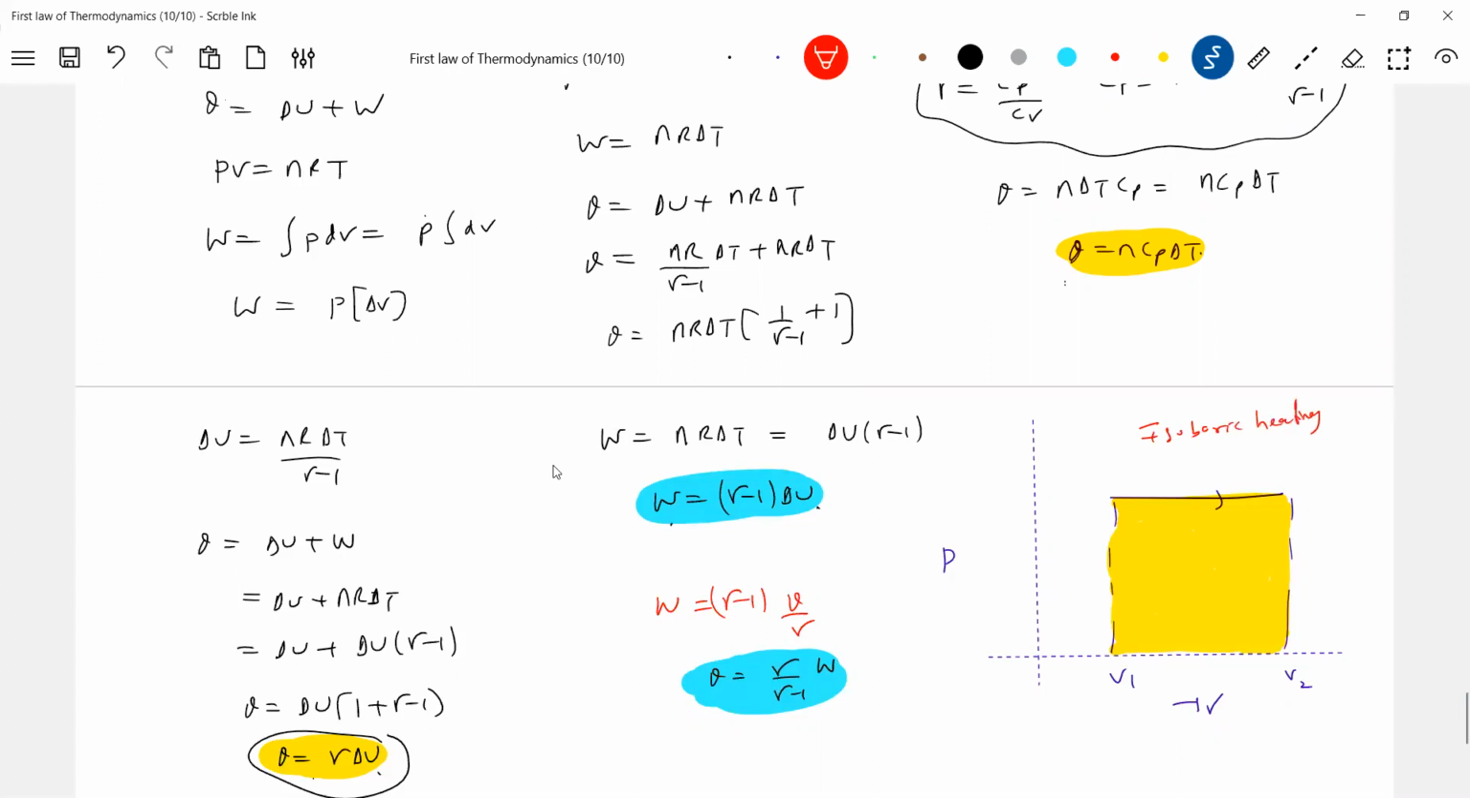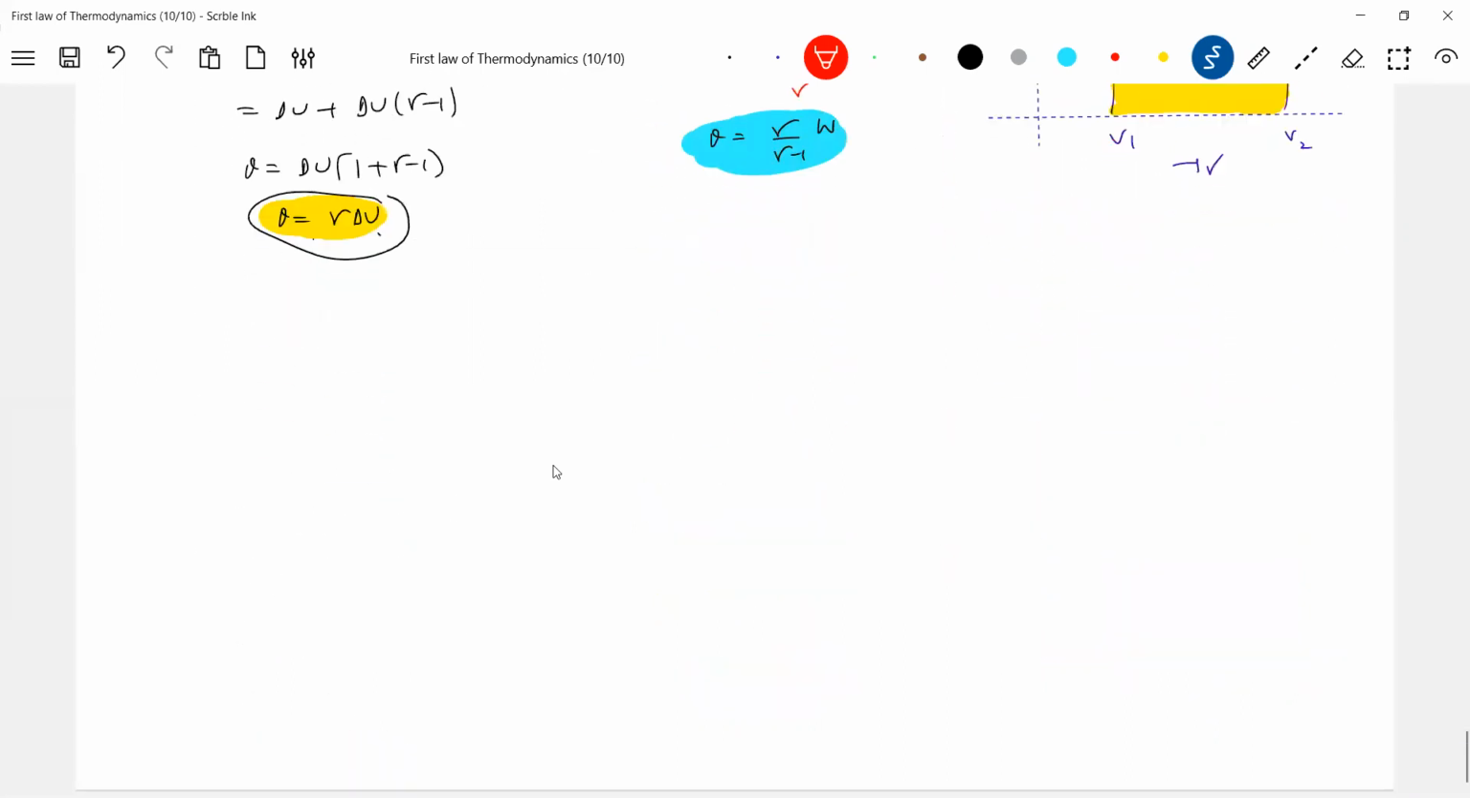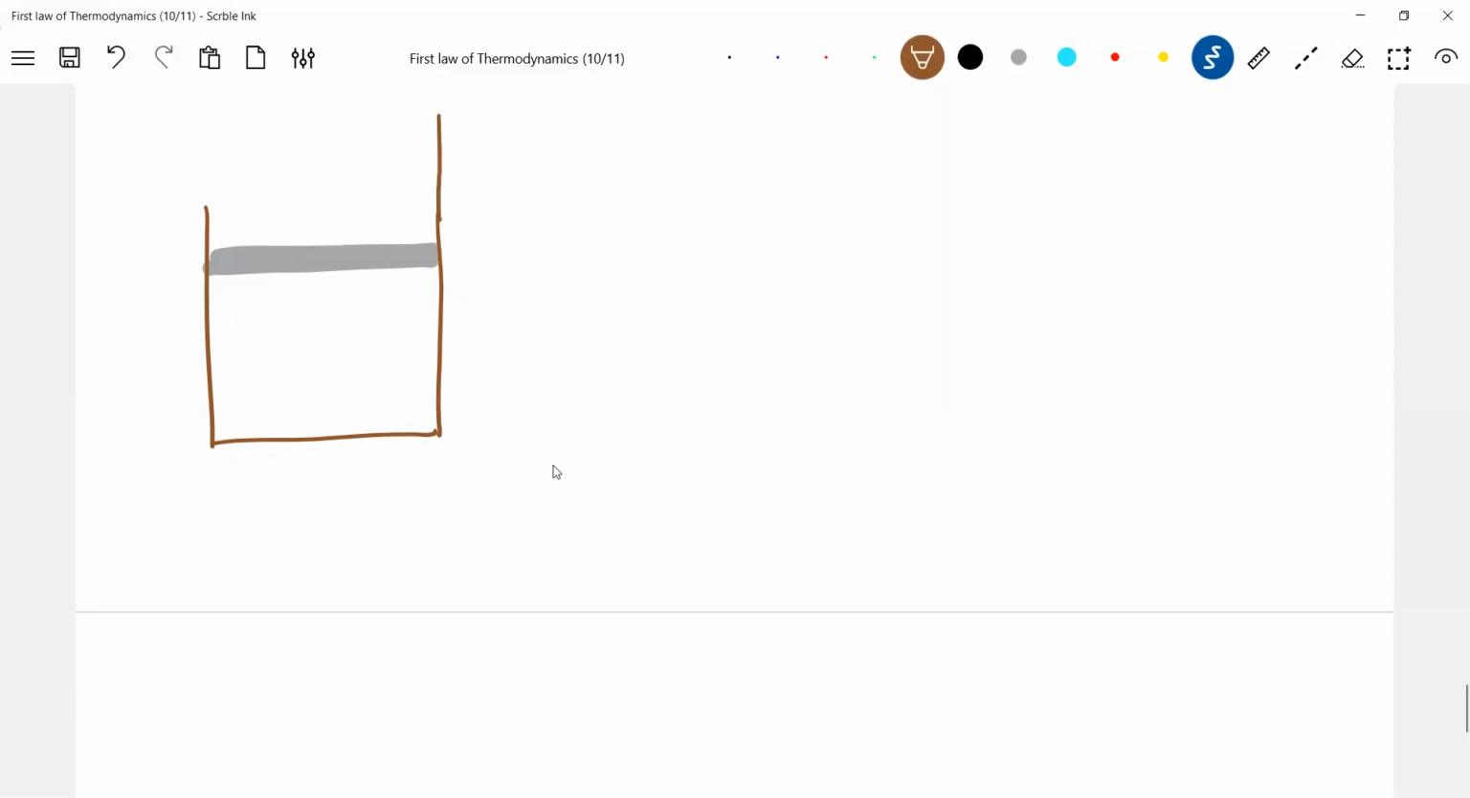Now, how can we maintain pressure of gas constant? Yes, very simple. I'll go back to the cylinder again. There's a cylinder, there's a piston. Already we have come across this. The same diagram is what I'm going to put.